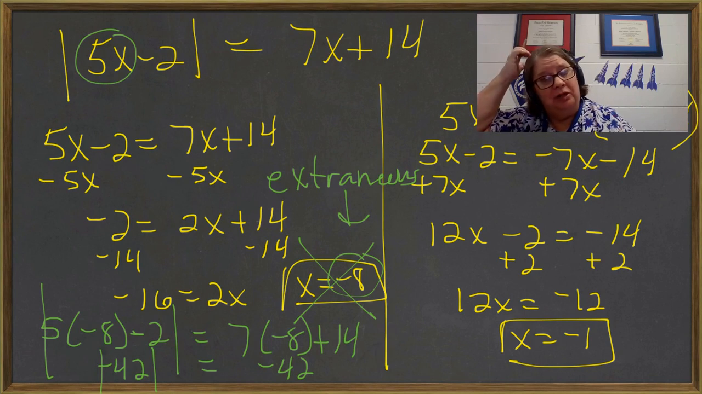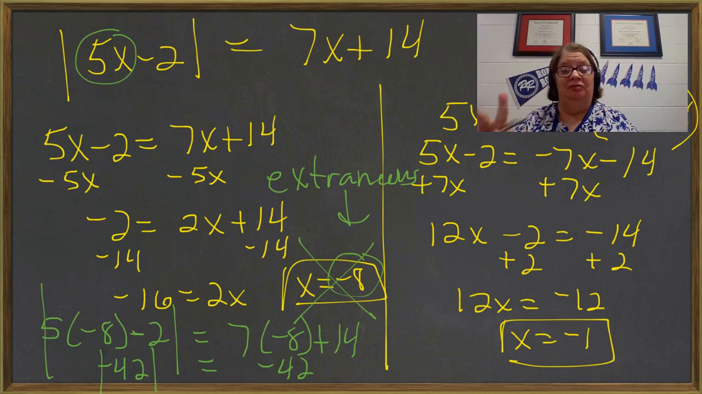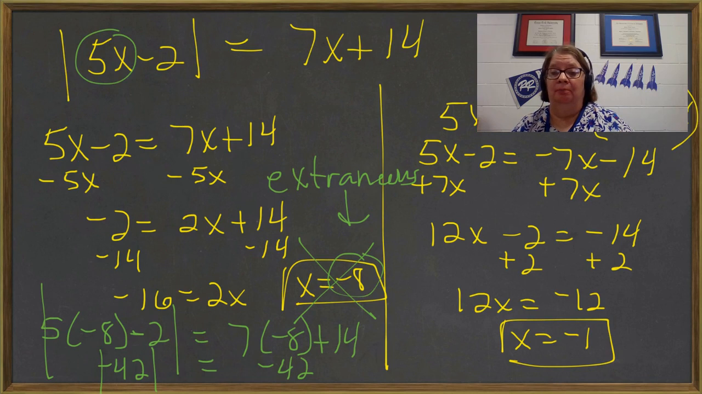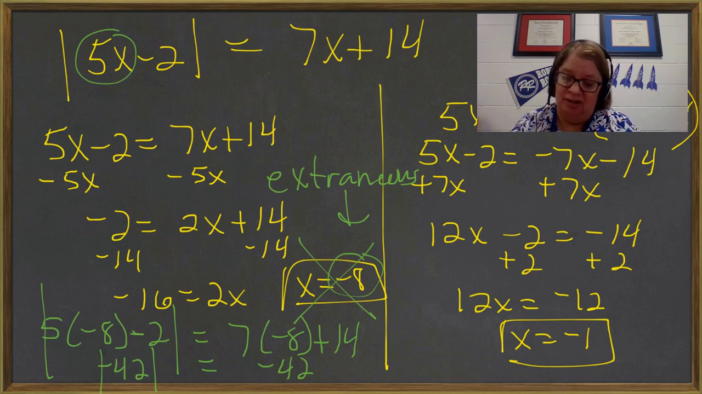Let me tell you, when you have two solutions like this, sometimes one of them works, sometimes both of them work, and sometimes neither one of them works. If they happen to both be extraneous, then your solution would be no solution. But you always have to check them both. So let's try this negative 1.